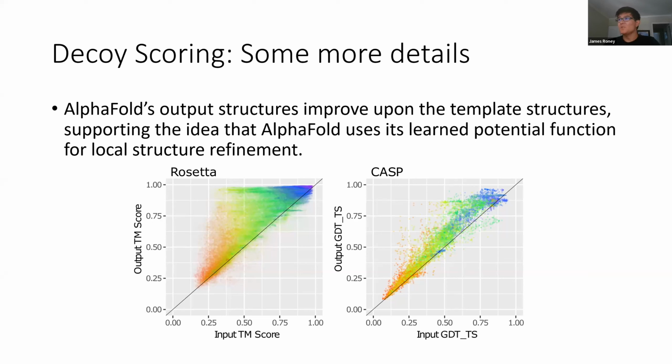So that also is interesting and is consistent with this idea that AlphaFold might be using MSAs and templates as a starting point and then doing some sort of geometry optimization from there.